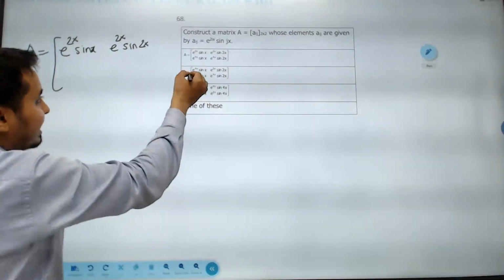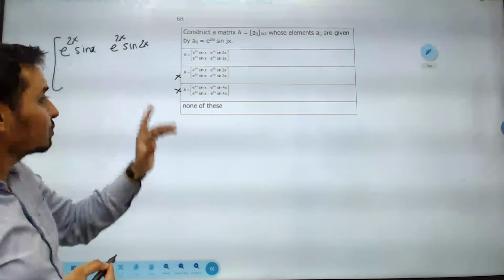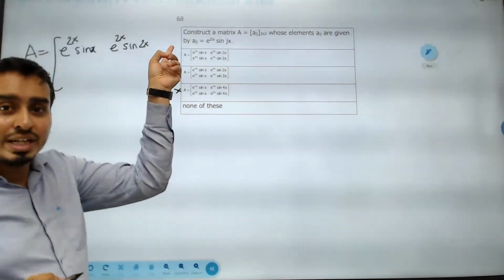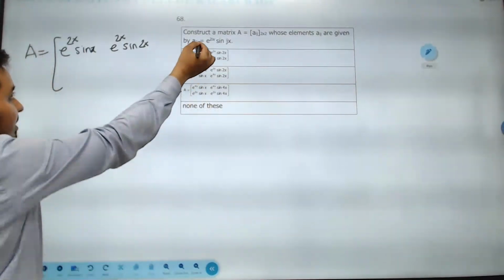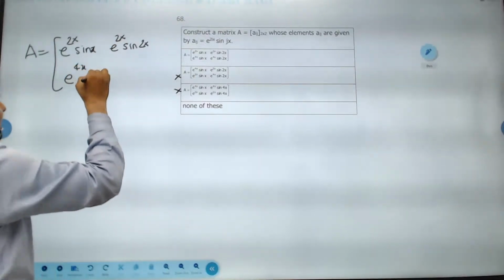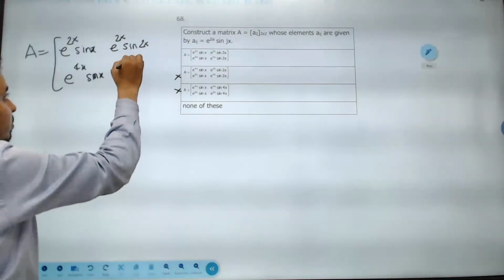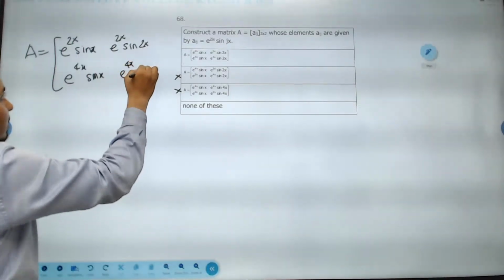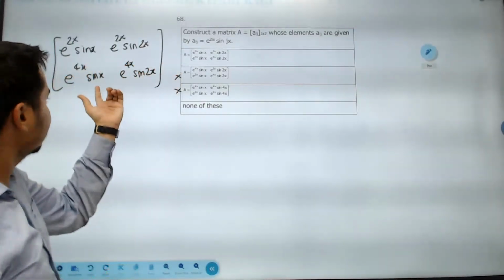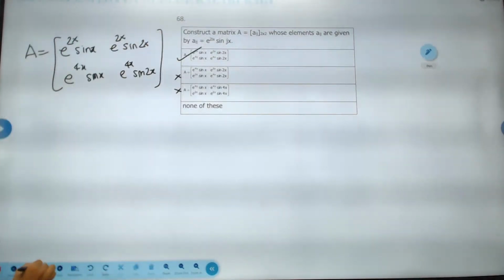From this itself we can see it will not be these two options, but then we never know, it could be this also, so we'll have to solve, because it can be none of these. For the element with i is 2 and j is 1, it is e raised to 2 into 2x, that is e raised to 4x, sine x. And here i is 2 and j is 2, so it's e raised to 4x sine 2x. Let's see which is matching here. First one is matching, so this is the answer. Let's move on.